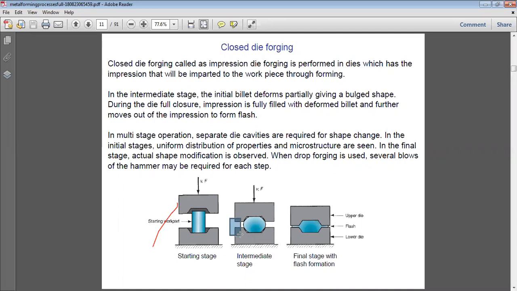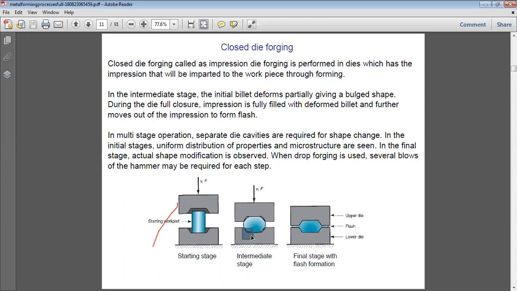During the full die closure, the impression is fully filled with the deformed billet and further material moves out of the impression in the form of flash. So this is the intermediate stage when the die has not touched the below die here or is not fully pushed in. So when it is to be pushed, the bulging will go on increasing. If we see carefully, there is a gap in the corners. Here are the gaps.